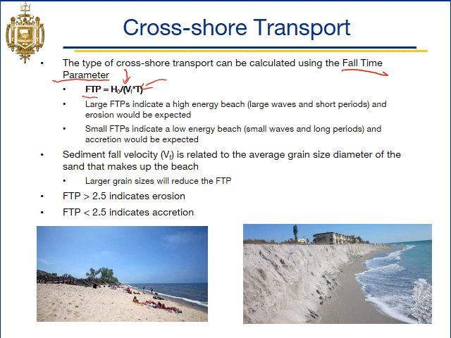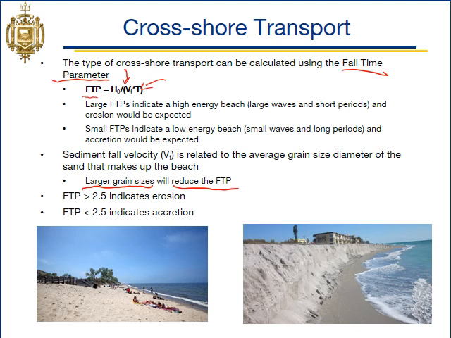But it should make sense that a larger grain size for a sediment is going to reduce the fall time parameter. So the bigger the sediment, the more likely we'll see accretion. Just think back to that early slide with those two different beaches. The sandy beach was flat, so that means it's probably dealing with a lot of erosion, whereas that rockier beach was really steep, so it's getting a lot of accretion. So larger sand grain sizes will reduce the fall time parameter.